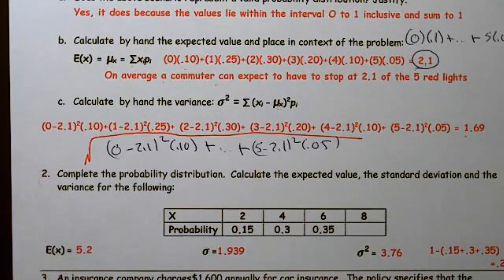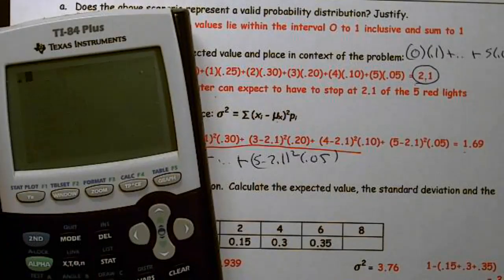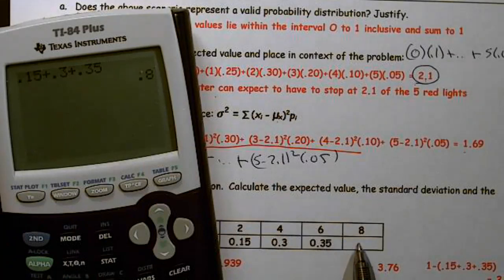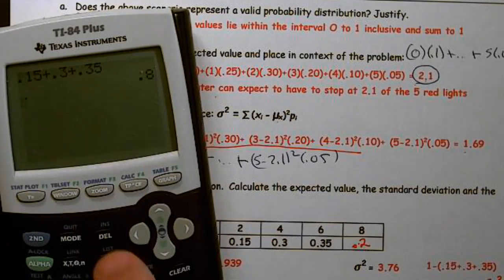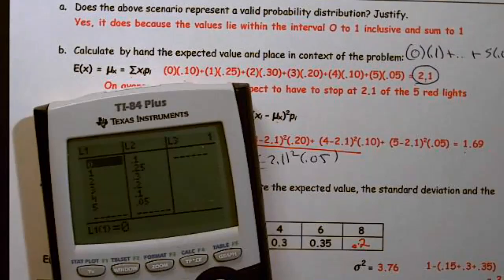So first thing off is I go, okay, 0.15 plus 0.3 plus 0.35, that equals 0.8. Well, that's not a valid probability distribution, and the reason why is I'm missing some values. It turns out the probability of it being 8 is 0.2. So now I can go to stat edit, and I'm going to input those values.